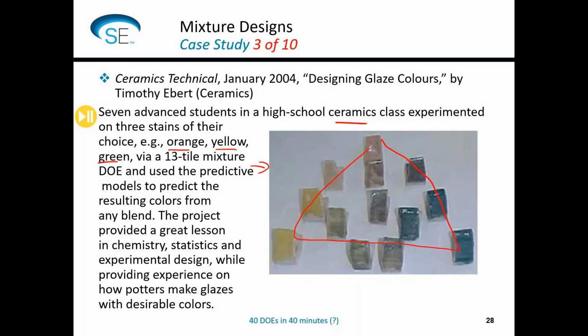And I'm not really sure what color this is, but this looks like it's yellow to me, and this looks kind of green. But I'm not sure. Well, maybe this is the orange one. But basically, then you can see in this design space the different combinations and what that does to the color. So isn't that interesting? And so doing this was a great lesson in chemistry, stats, experimental design, and they also learned a lot about making glazes. So I think this is a really unique study that would be fun to try.